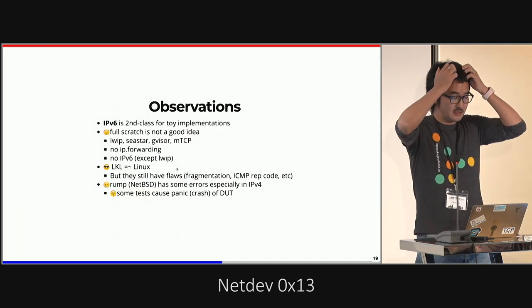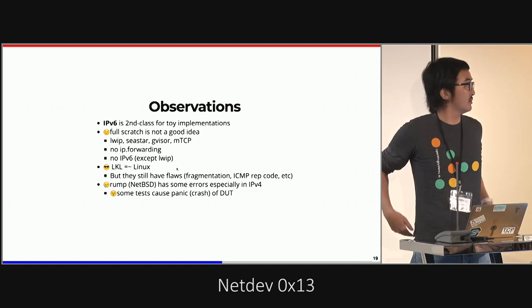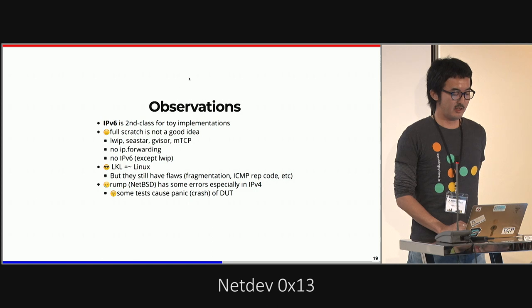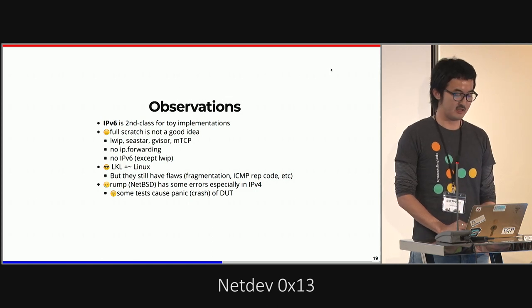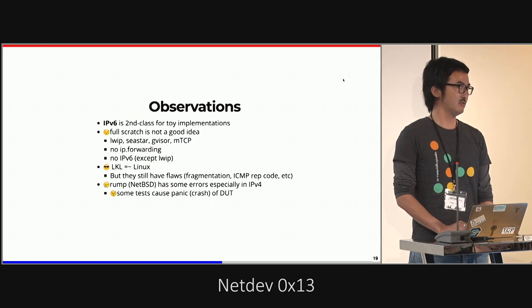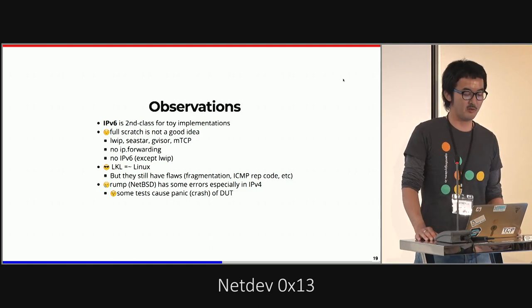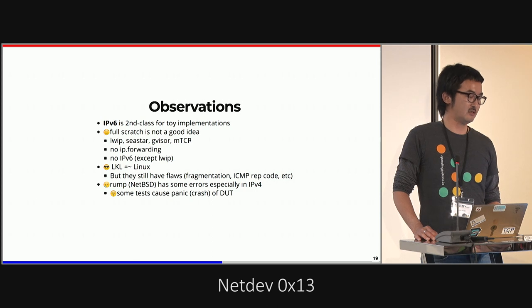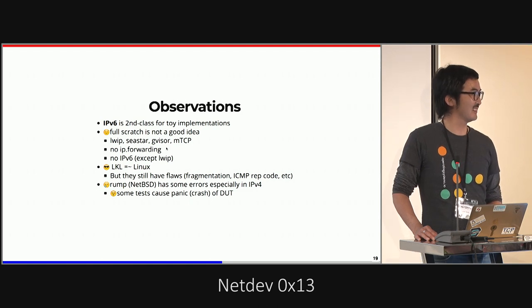So this is a summary of the observations from this measurement study. Half of the implementations don't have an IPv6 implementation because, I don't know, not so many people require such a feature. And some of the implementations don't have an important feature like IP.